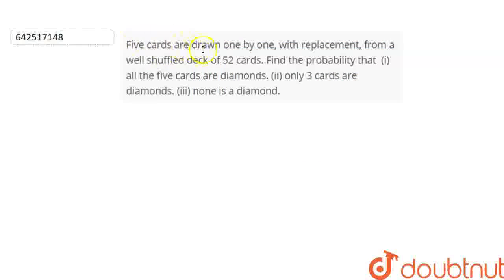5 cards are drawn one by one with replacement from a well-shuffled deck of 52 cards. Find the probability that first, all 5 cards are diamonds, second, only 3 cards are diamonds, and third, none is a diamond. Let us consider the random variable X to be the number of diamonds.